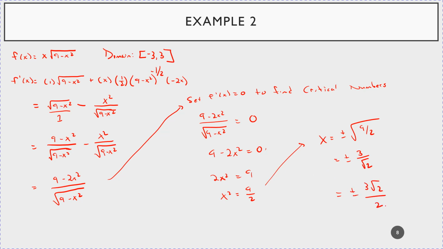Okay, so we have two critical values. We have negative 3 square root of 2 divided by 2, and the other one is 3 square root of 2 divided by 2. If you notice, in the previous problem we only had one critical value. Here we have 2. So again, what we're going to do is set up this table here.